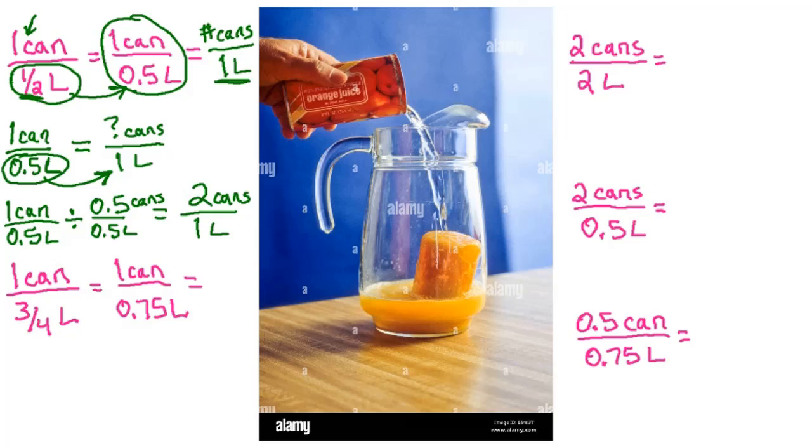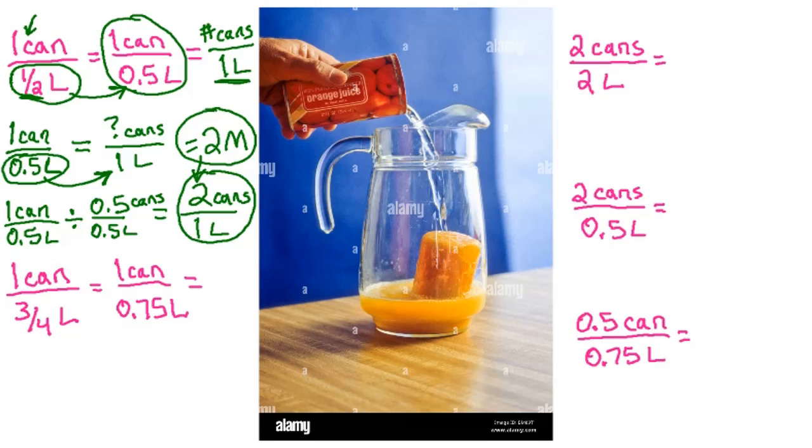So if we have 2 cans for every 1 liter, we didn't necessarily make a whole liter of orange juice. We only made half a liter of orange juice. But if we were to have made 1 whole liter of orange juice with this recipe, 1 can for every 0.5 liters, we would have 2 cans for every 1 liter of water, which gives us a molarity of 2, because it's 2 cans in 1 liter. Now let's try the next example.